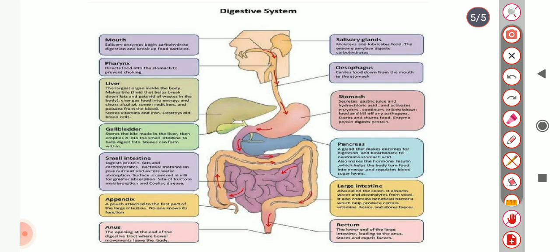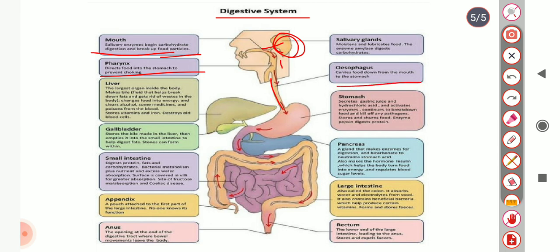Let's come to the function of the digestive system. First of all, the mouth. Salivary enzymes begin carbohydrate digestion and break up the food particles. The second one is the pharynx. The pharynx directs the food into the stomach and prevents choking. These glands are called salivary glands. Salivary glands lubricate food, and the enzyme amylase digests carbohydrate. Then the oesophagus carries food down from the mouth to the stomach.